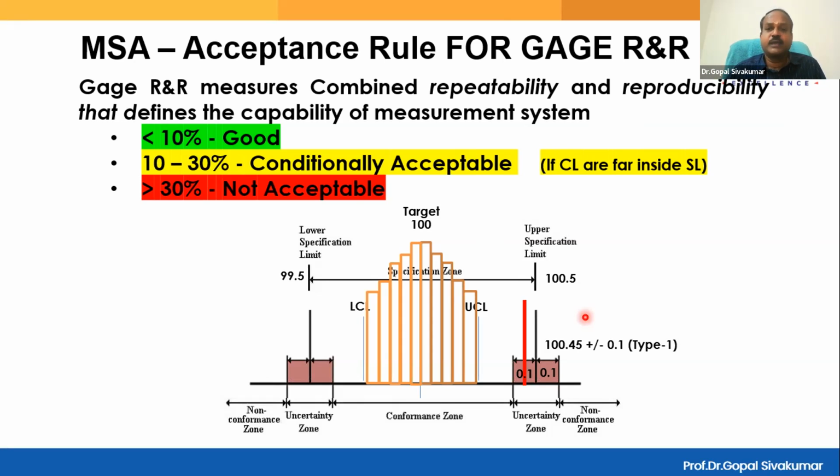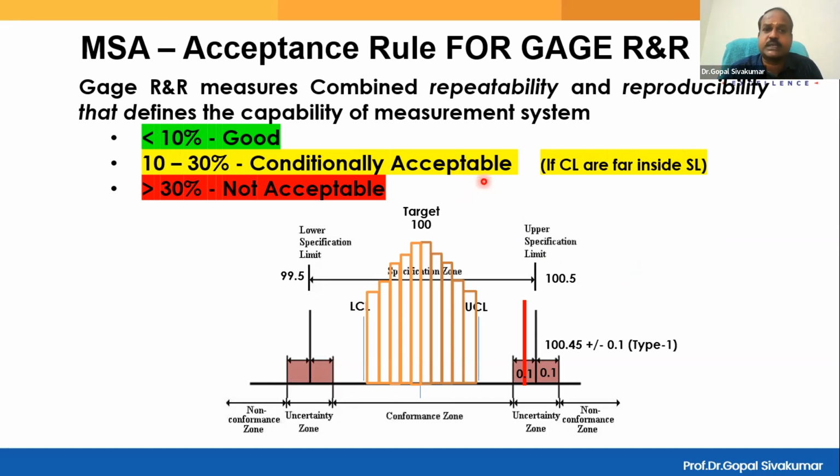Well inside. Even if the gauge R&R is 30%, yes, you can still use the measurement system and continue. Your measurement error cannot become the reason for a wrong decision. A good product is always classified as a good one, and the bad product is always classified as a bad one, simply because I have a process which is really capable. I can see the control limit inside the specification limit. Only under such a situation can you use the second condition.